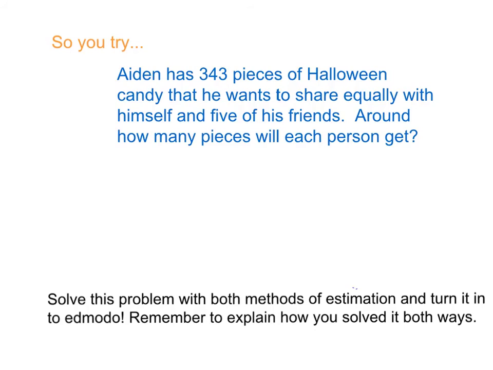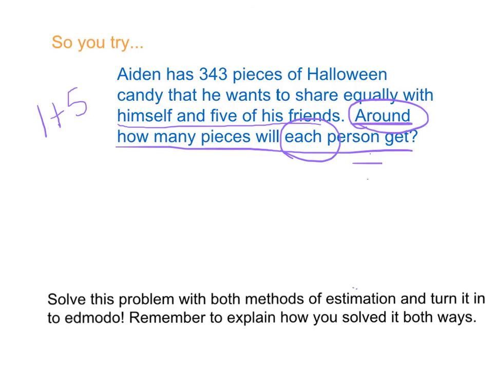How about you try this time? Aiden has 343 pieces of Halloween candy that he wants to share equally with himself and 5 of his friends. Around how many pieces will each person get? I want you to look at a couple of key words. First of all, it says himself and 5 of his friends, himself being 1 plus 5 of his friends. Also, I have the keyword each that tells me I'm going to divide, and around that tells me I'm going to estimate before I divide.